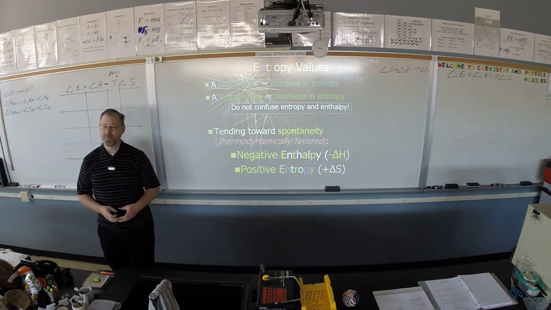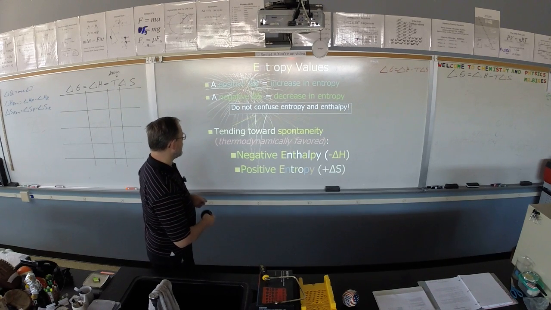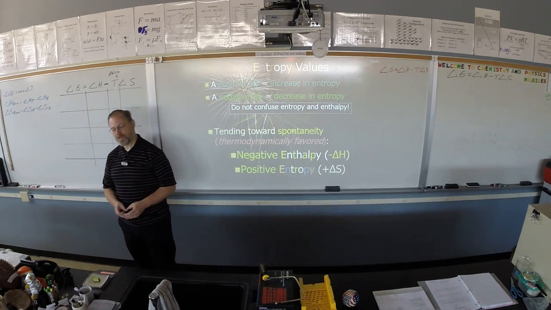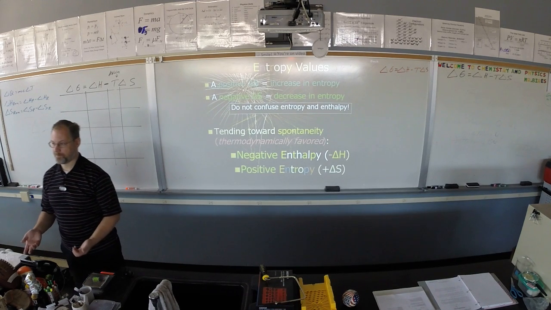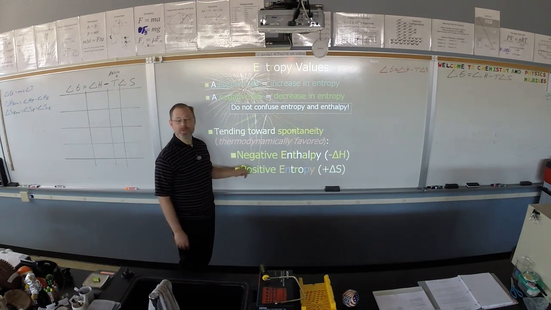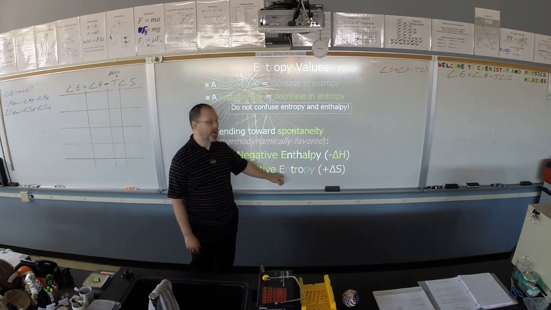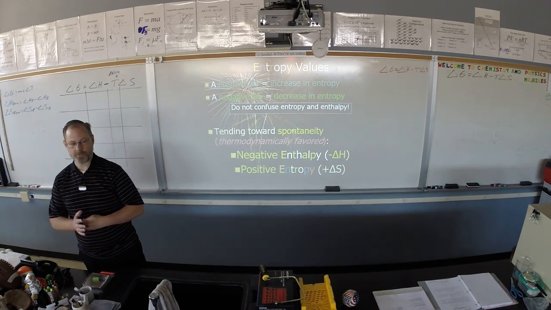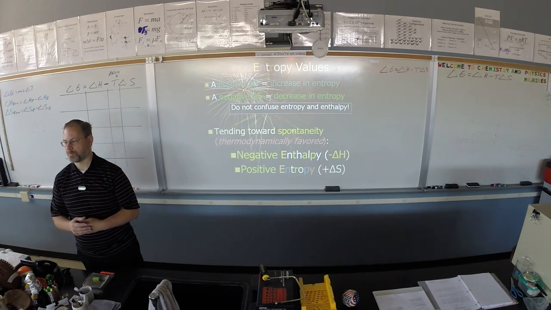We also learned that entropy is our chaos number, our chaos value, and the universe likes things to become more chaotic. The universe wants things to get more chaotic, so the value that is thermodynamically favored is a positive delta S. Okay? So there's a quick review of what we talked about in the past. Any questions before we talk about free energy?